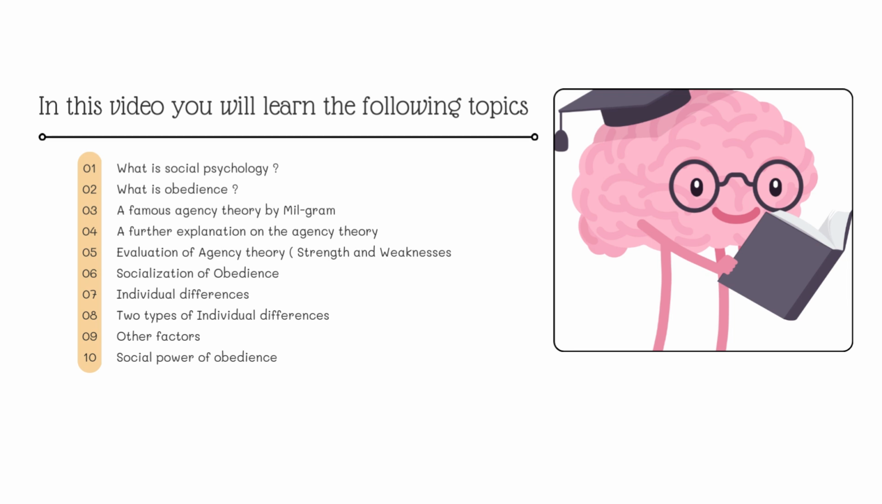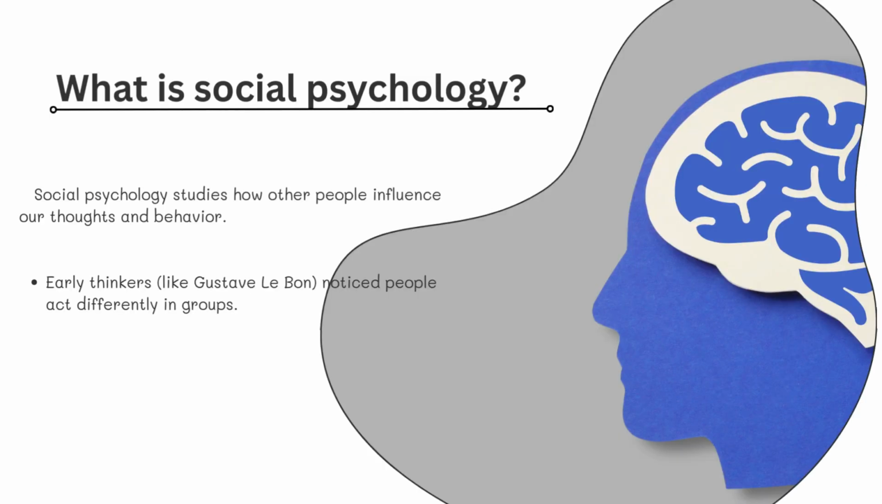Today, in this video, you will learn the following topics. What is social psychology? What is obedience? A famous agency theory by Milgram. Further explanation on the agency theory. Evaluation on agency theory, strengths and weaknesses. Socialization of obedience. Individual differences. Two types of individual differences. Other factors, and lastly, social power of obedience. So let's get into the video.